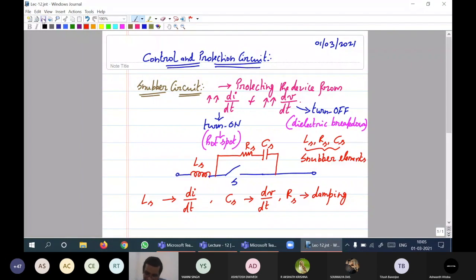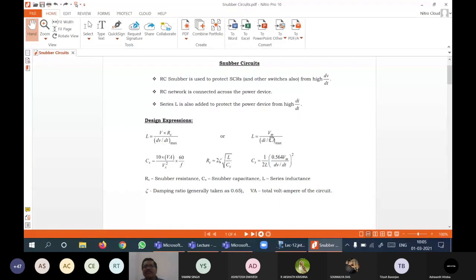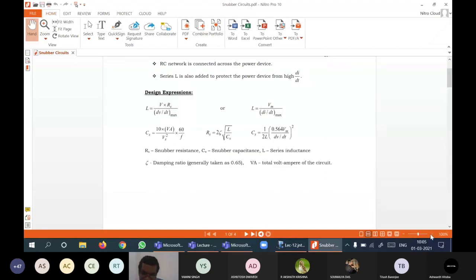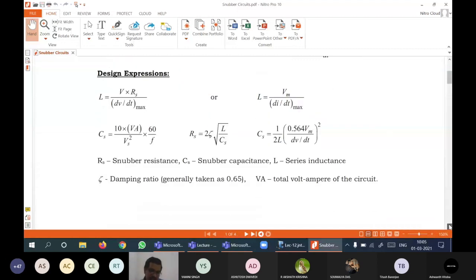Now, I will show you, just to make things clear and tell you what is in store for you, the expressions that are used to design these snubber elements. Use them for designing. There may be some simple numerical examples involving design of snubber circuits. That's all. Now, if you look at, yes, I hope it's clear or visible. Now, the design expressions involve inductance, which will obviously be used to protect against di by dt.